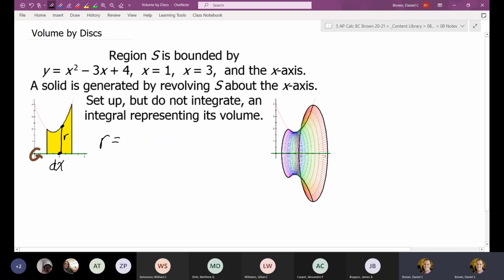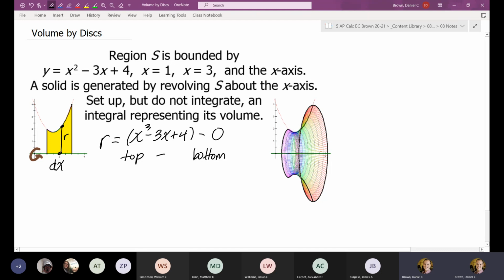Similar to cross sections where we had to identify an expression for the base, now we want to find an expression for the radius. Well, since we're going up and down, top minus bottom, so we're going to keep doing that again. So what is the top function? The top function was the quadratic minus the bottom function. What's the bottom function for this one? Technically the x-axis, which would be y is equal to 0.